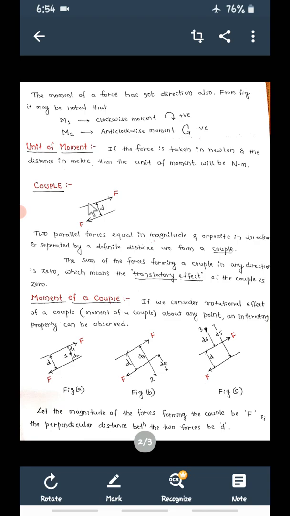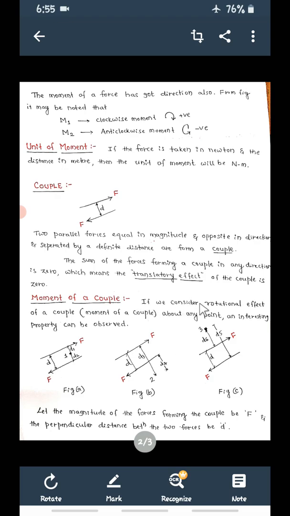These are called translatory motion: horizontal direction and vertical direction. There will not be movement, so that is 0. The only possibility is a rotation. So the translatory effect of a couple is always 0, and there is only rotation. Then, just like a force, you can find the moment about any point. Similarly, we can find the moment of a couple about any point.